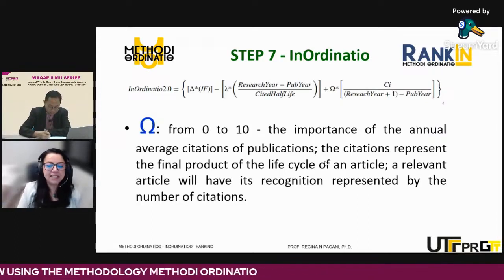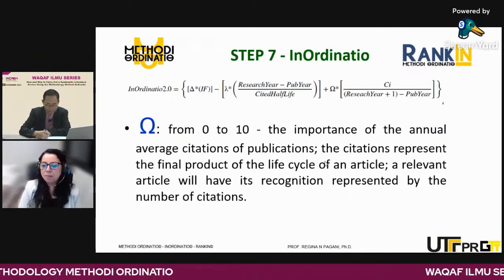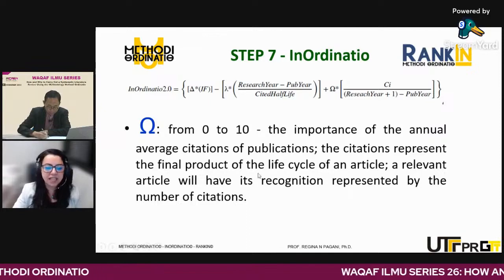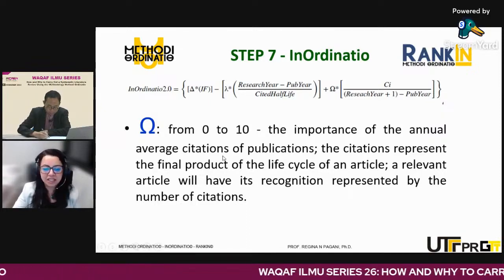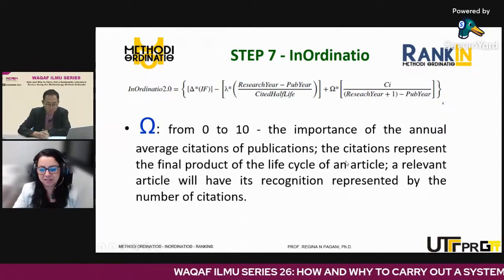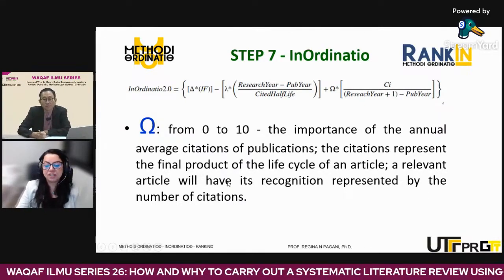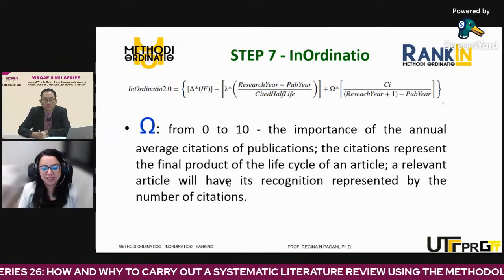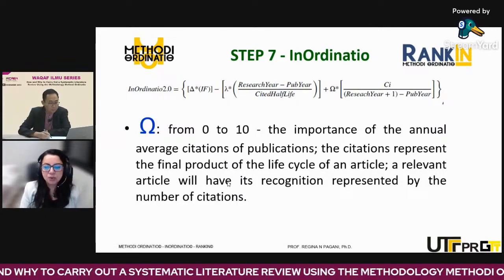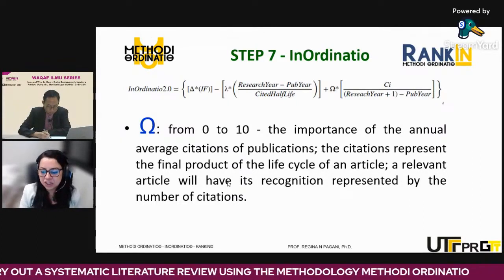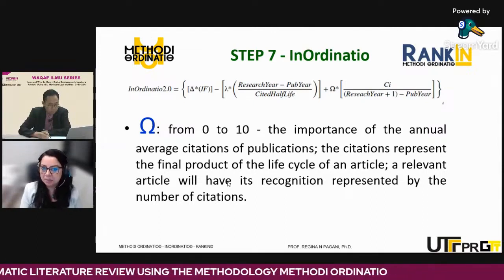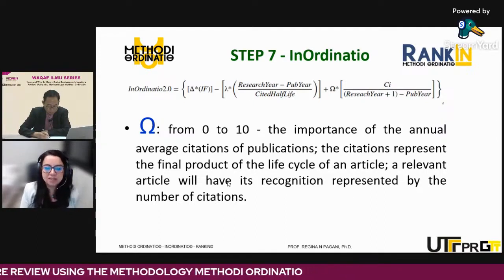And finally, omega. Omega is the importance of the annual average citation of the publications. The citations represent the final product of the life cycle of an article. A relevant article will have its recognition represented by the number of citations. So it is important. It's very important.